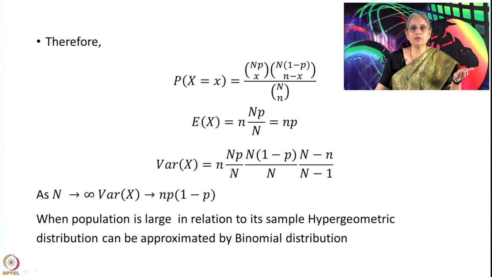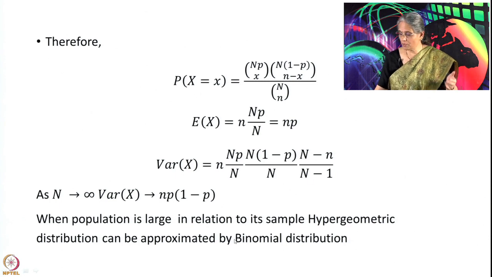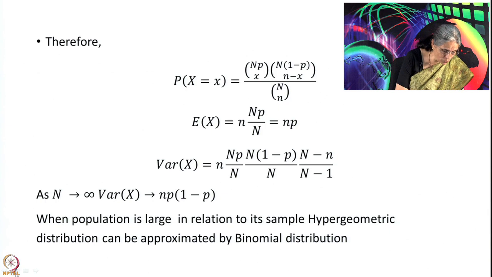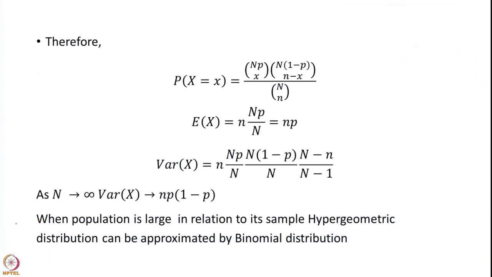So, here the N gets cancelled. So, we have nP times 1 minus P, and this last term remains. I will show it more clearly. Here N gets cancelled. What remains is actually nP times 1 minus P multiplied by capital N minus small n divided by capital N minus 1.